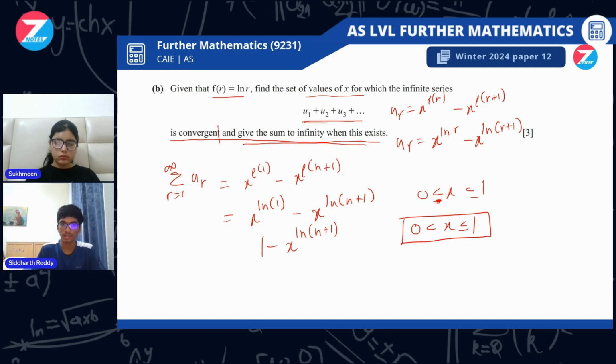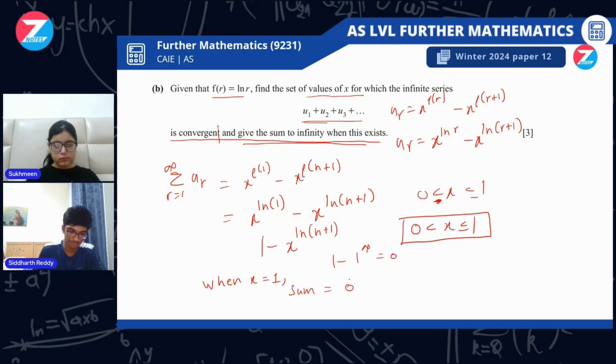So when x is equal to 1, then it becomes 1 minus 1 to the power infinity, which is just 0. So when x is equal to 1, the sum is equal to 0.